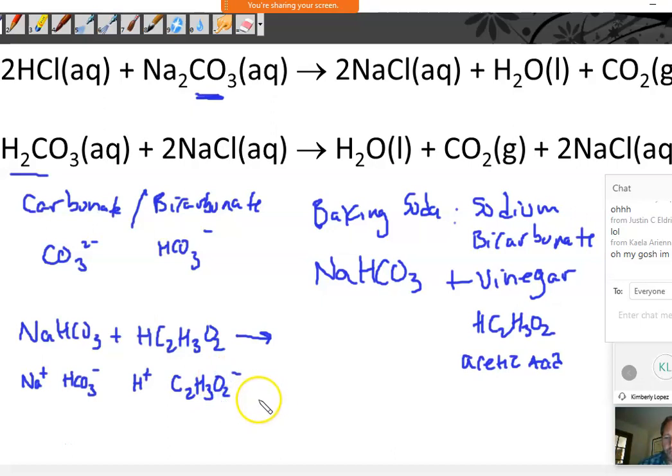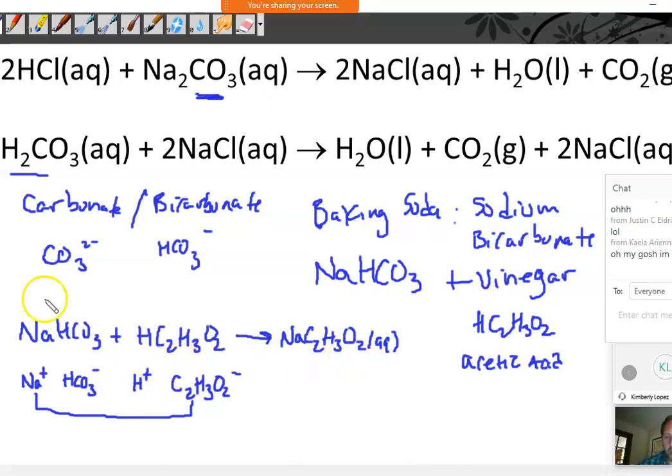Okay, so here's the complete ionic equation. What happens is a double replacement. Your sodium pairs up with the acetate ion to form sodium acetate. I was going to go over this, I forgot to show you, but this stays aqueous, right? If you look on the solubility chart, anything that has a sodium on it is aqueous. I think also if it says acetate, it's aqueous too.